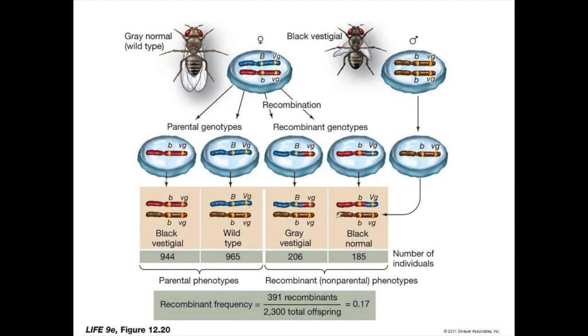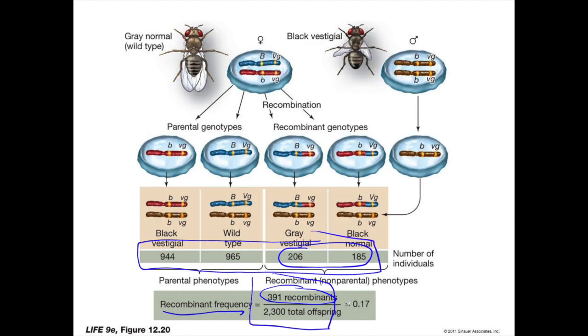So he actually did the experiment. He mated these flies together. He got the kids, and he counted the kids: how many kids looked like their parents versus how many kids looked like there was a recombination between those two genes. And using this information, he could calculate something called recombinant frequency. Recombinant frequency is where you take the number of recombinants and you divide by the total number of kids, and that will give you a number, and that's recombinant frequency.